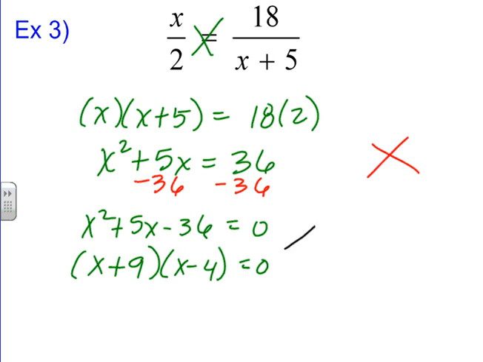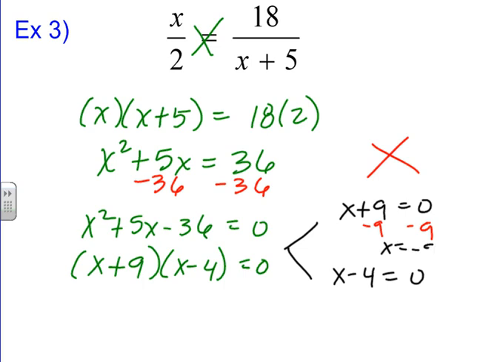You're going to take each of these binomials, x plus 9 equals 0, and x minus 4 equals 0, and you're going to solve for them. So in this first case, we'll subtract 9, find out that x equals negative 9. In the second case, we're going to add 4 and find out that x equals 4. So these two solutions will both work for us because the only thing that x could not be is negative 5. And because of that, these will work.